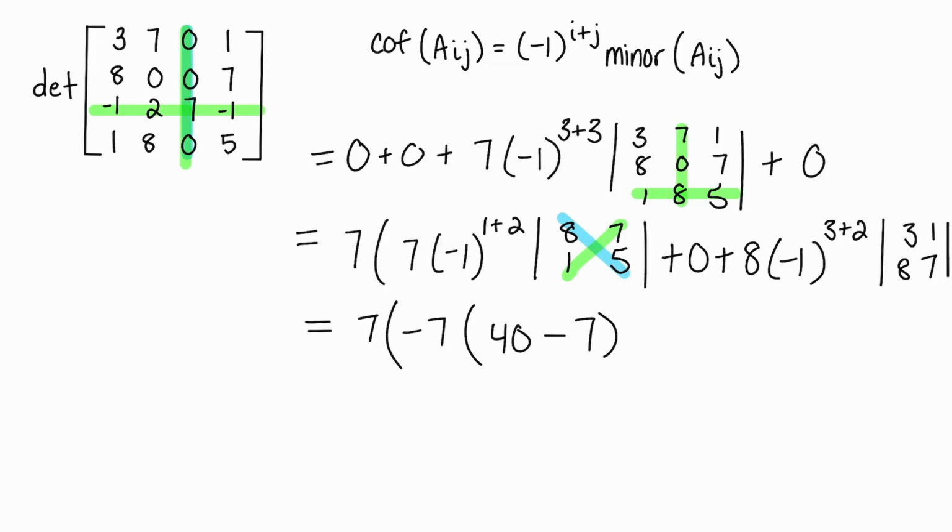And then next, we can ignore the 0 because it's 0. And then -1 to the 5th, so that'll be negative, so -8. And then first we have 3 times 7, and then 1 times 8. So what we'll end up with is 21 minus 8. And then once you solve all this out, you will get -2,345. And that is our answer.